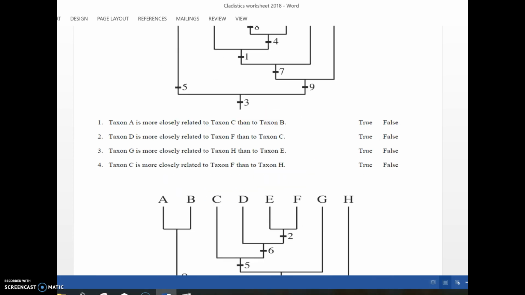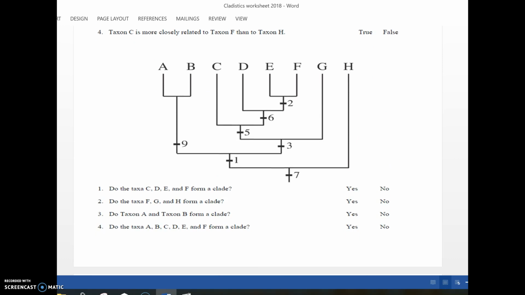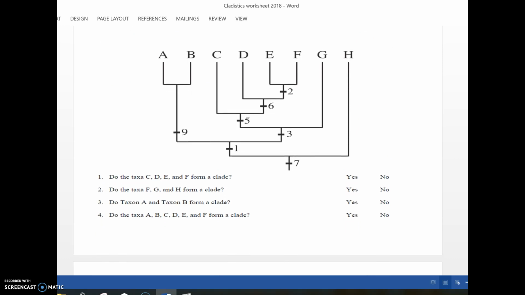All right, the second section, the other thing we talked about in the previous lecture, was what a clade was. So a clade is a branch that starts with an ancestor and includes everything after it. So first question, do C, D, E, and F form a clade? So I'm going to highlight them. The first thing is, do they all track back to one ancestor? And they do. C, D, E, and F all track back to 5. So it meets that first requirement.